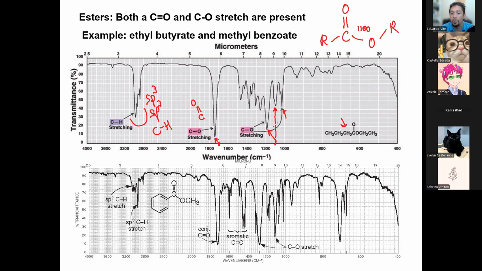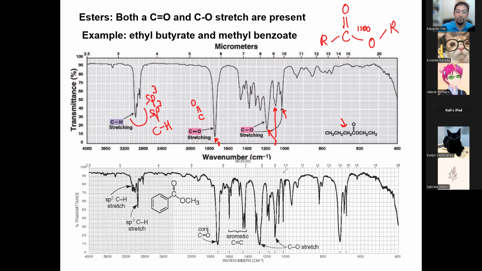So you need to be able to point both of these out, especially if you know from your structure that you have an ester and say, here are my signals. I have my standard sp3 CH stretches. I have my carbonyl stretch at 17, looks like it's 1750. And then I have my carbon oxygen single bond stretch at 1200.